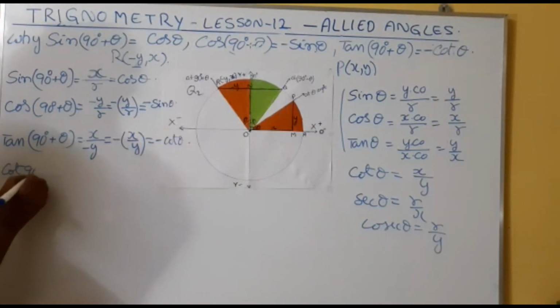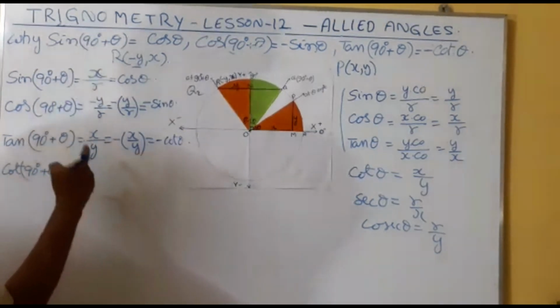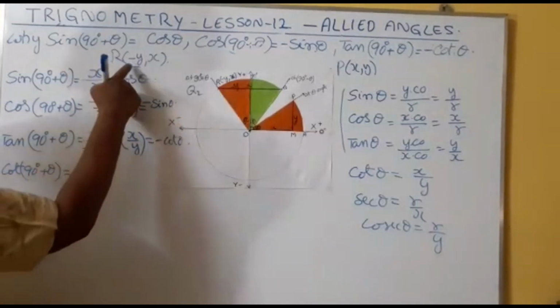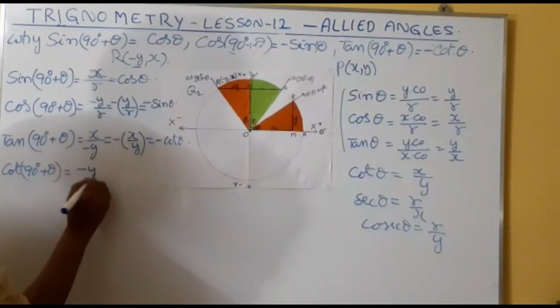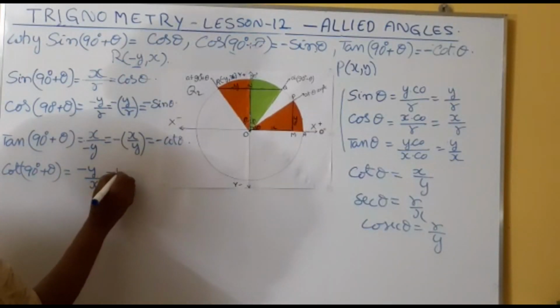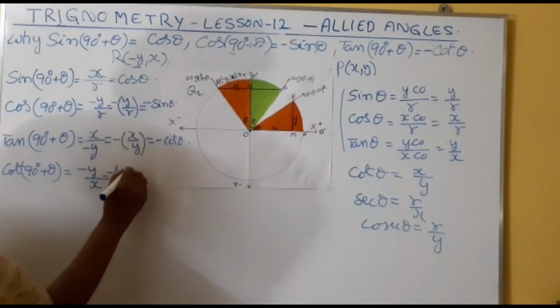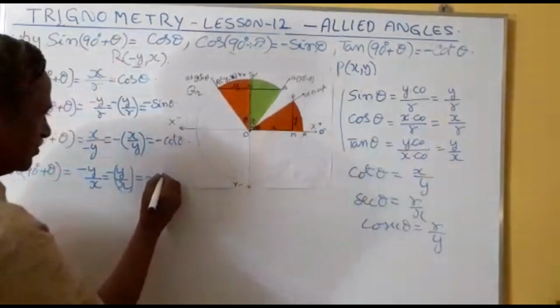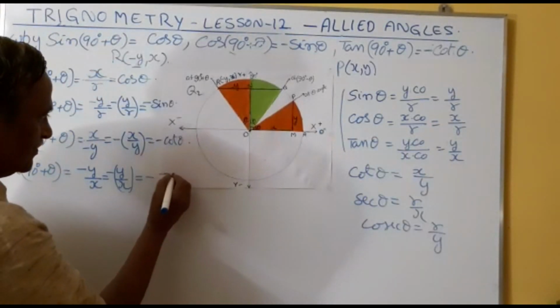Similarly, cot 90 degrees plus theta equal to x coordinate by y coordinate. The x coordinate is minus y, and the y coordinate is x. That is minus of y by x. But y by x is tan theta. Therefore, cot 90 degrees plus theta is minus tan theta.